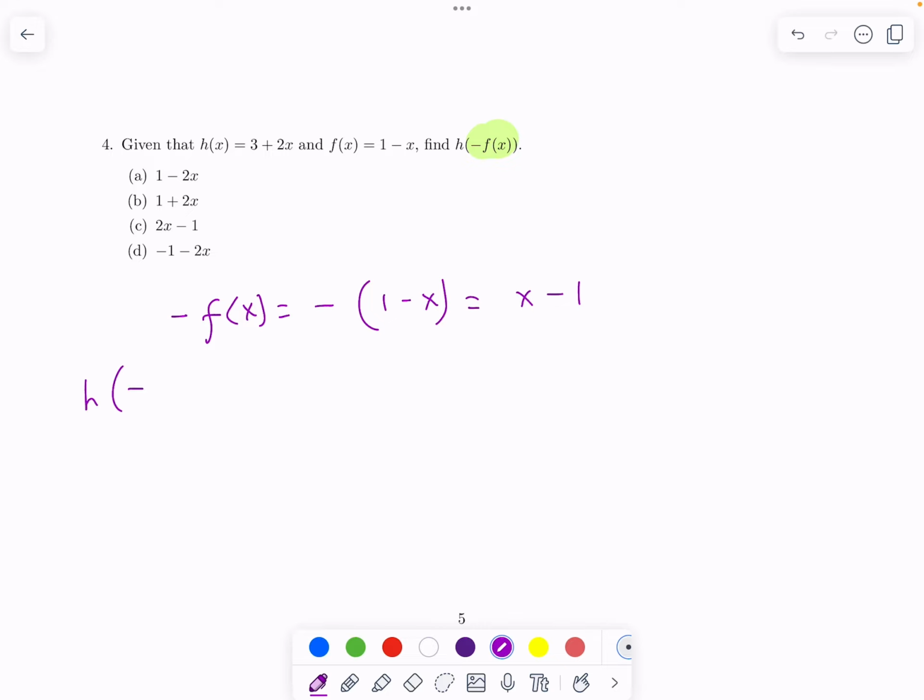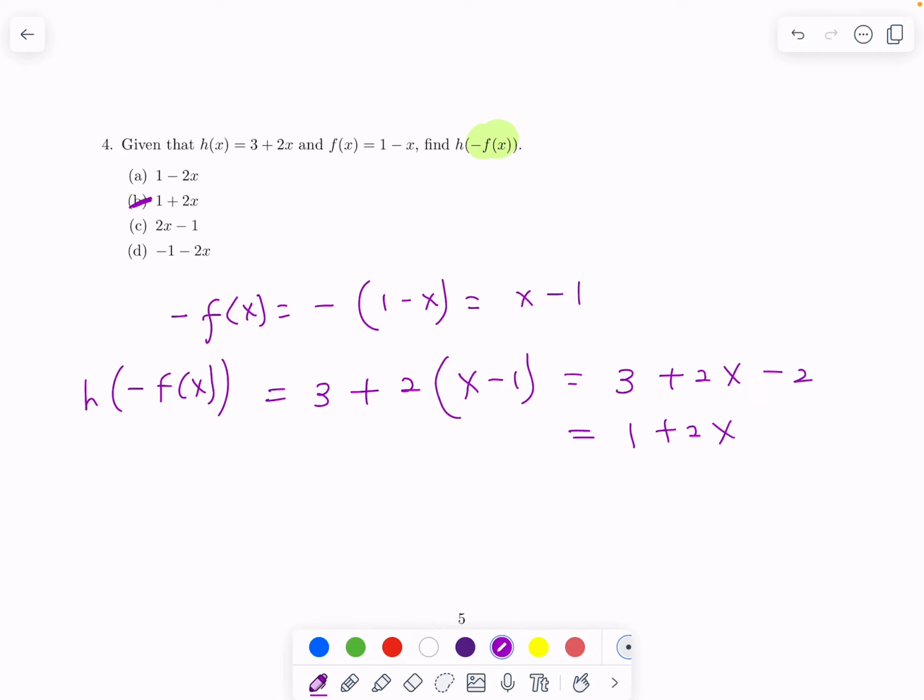So now h of negative f of x, since I know h of x is 3 plus 2x, right? Anywhere I see x, I'm going to plug in the value of negative f of x, which is x minus 1. So I have 3 plus 2, what is negative f of x? Is x minus 1. So I'm going to plug in x minus 1 here, and I'm just going to simplify. So this is going to be 3 plus 2x minus 2. And this is just 1 plus 2x, right? Okay, so what's the option? That's option B.